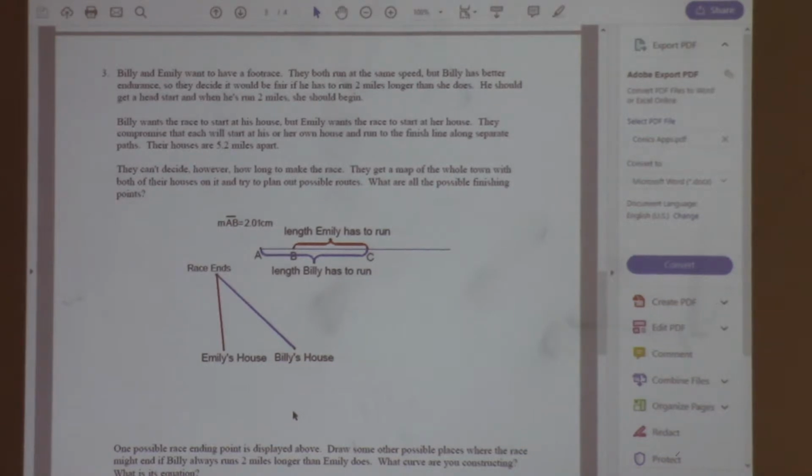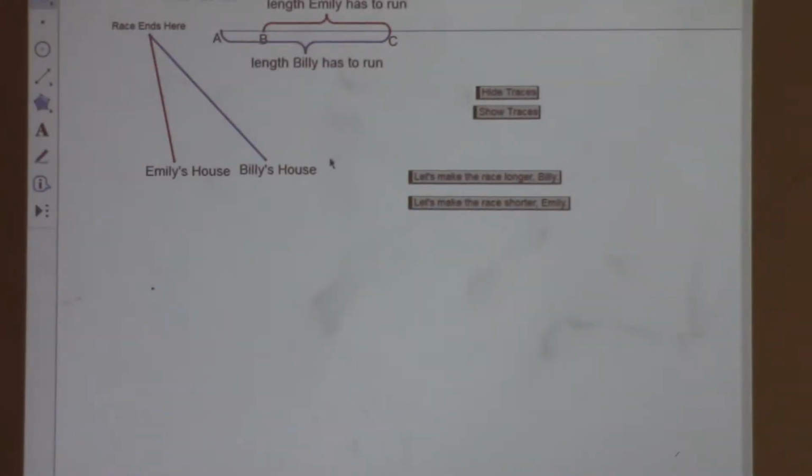This is like pretty big. But anyway, here it is. So this is the length Emily has to run. This is the length Billy has to run, and these are a little bit farther, right? So the race would end here if Billy runs 2 miles longer than Emily, but they can also make the race shorter.